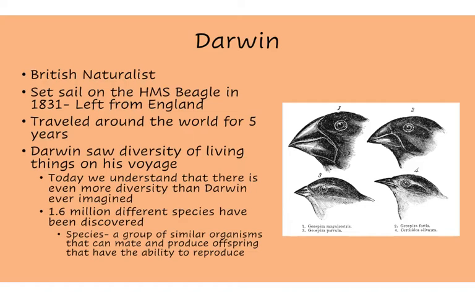I want to remind you that a species is a group of similar organisms that can mate and produce offspring that also have the ability to reproduce. So remember, organisms that are not in the same species cannot mate and produce offspring that have the ability to reproduce. So remember, we talked about the liger.